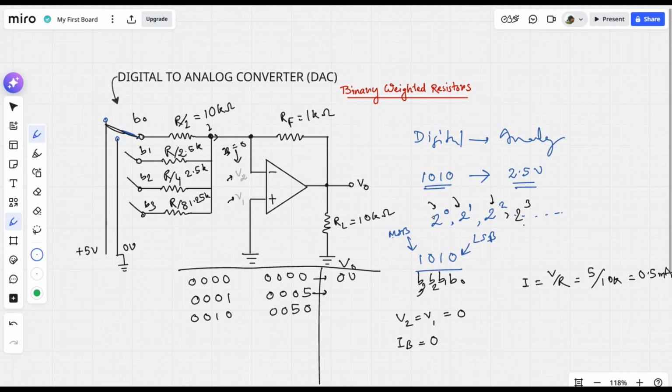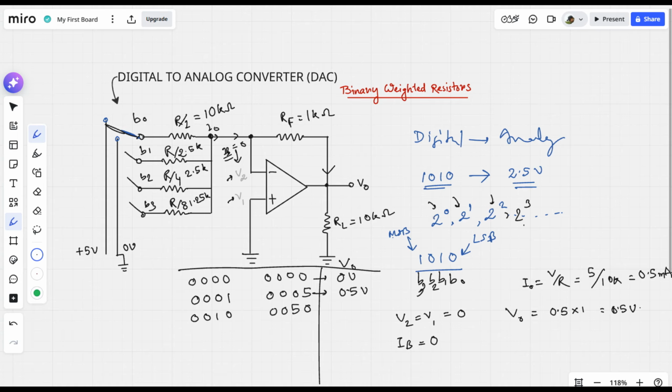Whatever current comes here, suppose this is I0, the same current will go to the output, since IB is 0. That means this current I0, 0.5 milliampere, will go to the output. So the V0 value for 0.5 milliampere will be 0.5 milliampere multiplied by 1 kilo ohm. Both the milliampere and kilo ohm get cancelled, so the value will be 0.5 volts. Okay, so for the first case, we are going to get 0.5 volt across the output.